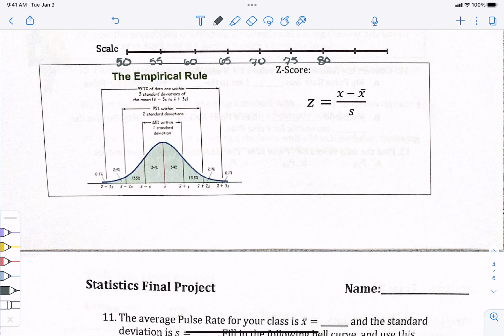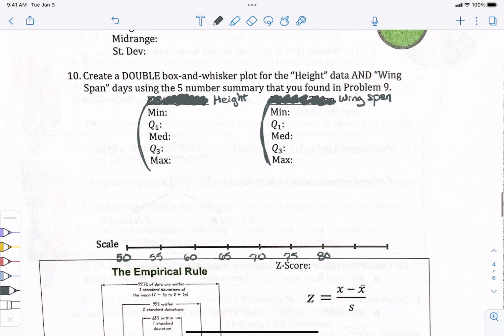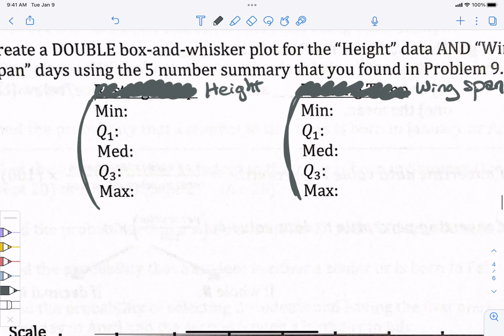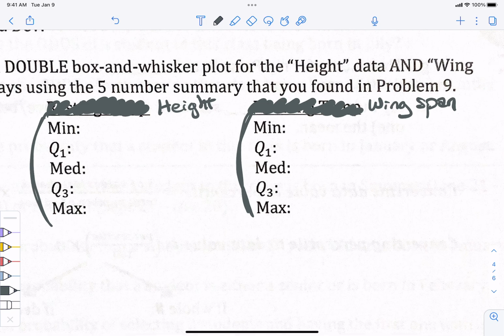On number 10, why does it say resting temp and running temp? Cross those off and put height and wingspan. Good question. Yep, if you did not cross those off, the resting temp, running temp, you're going to compare height and wingspan and not resting temp, running temp.